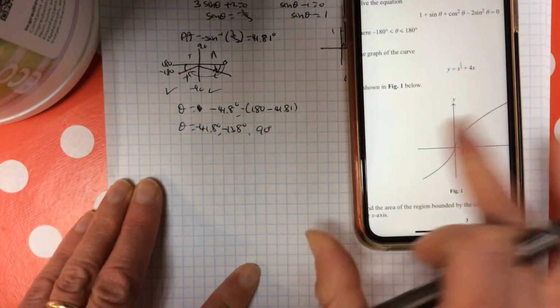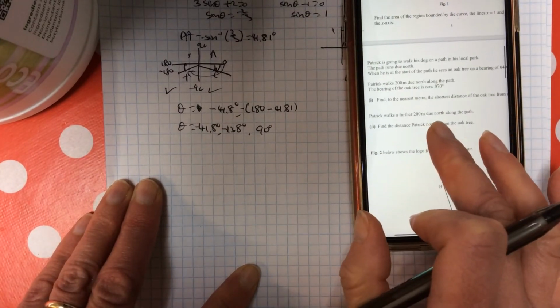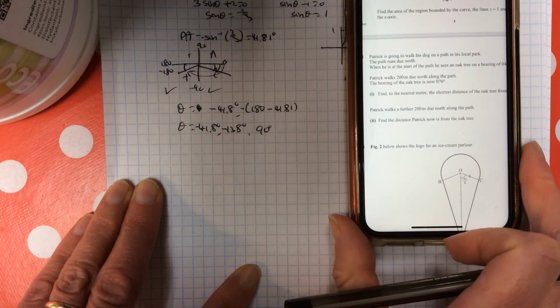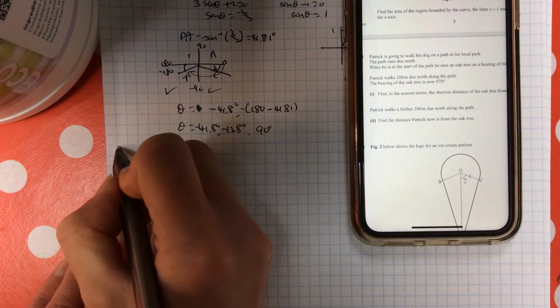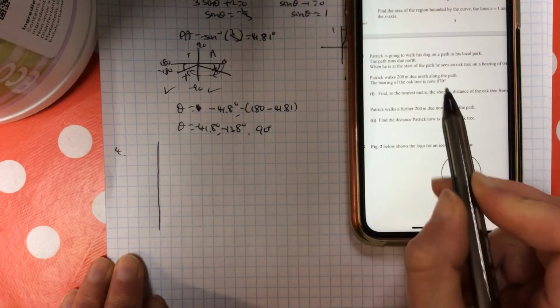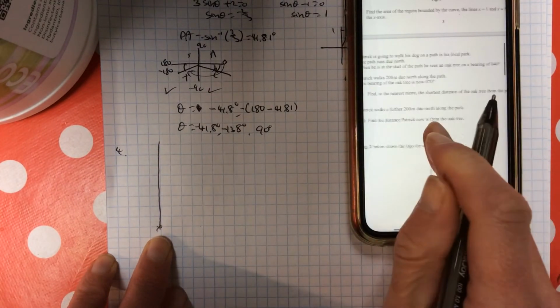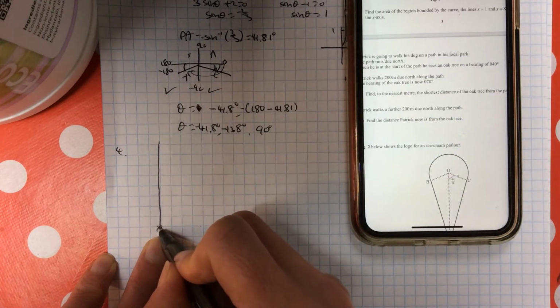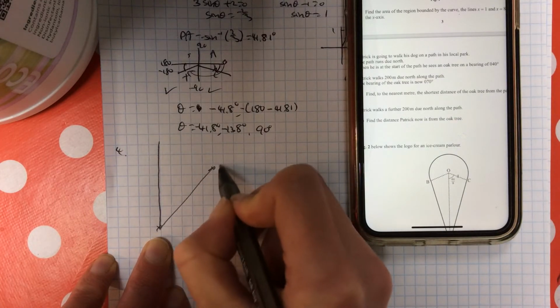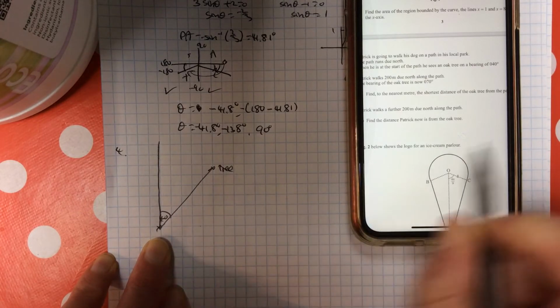Now also from that paper, we have got question 4 to do. Patrick is going to run with his dog along a path in a local park. The path runs north, so I'm just going to draw the path running north. When he's at the start of the path, he sees an oak tree on a bearing of 40 degrees. So we'll put the tree here, and bearings are always measured from the north side, so that's 40 degrees.